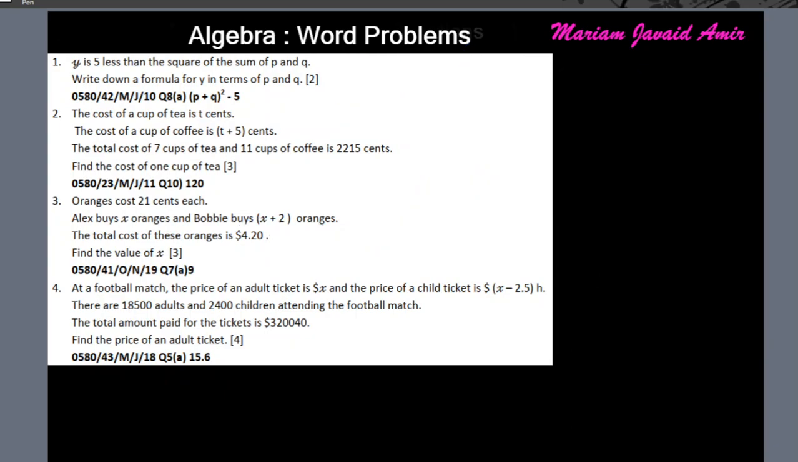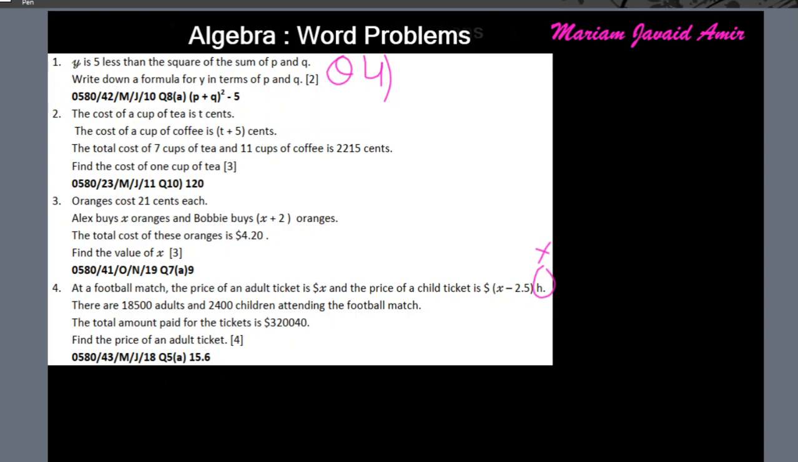Alright, question 4 is a football match. At a football match, the price of an adult ticket is $x and the price for a child ticket is x minus 2.5. What is this age? This doesn't make sense. Please ignore it.